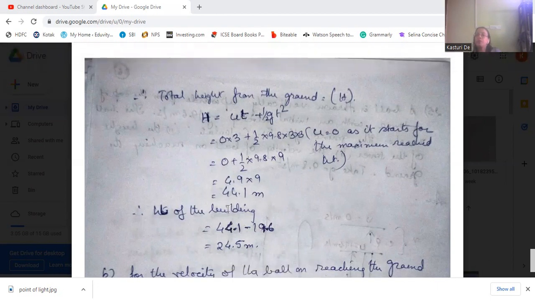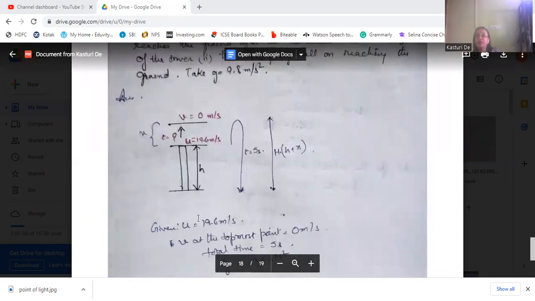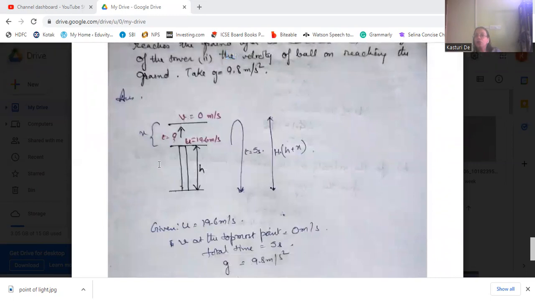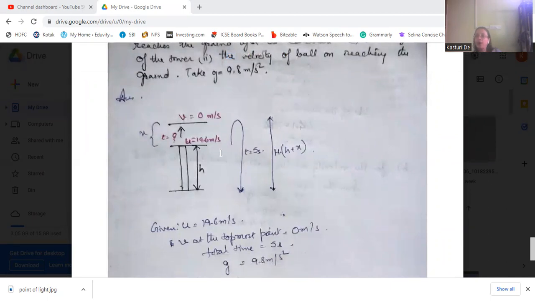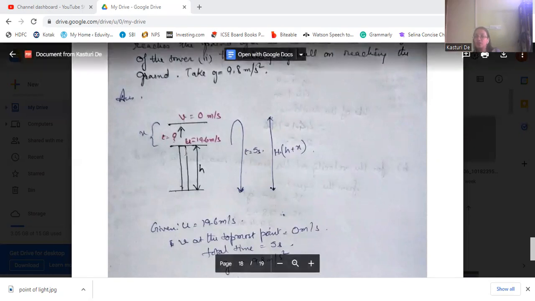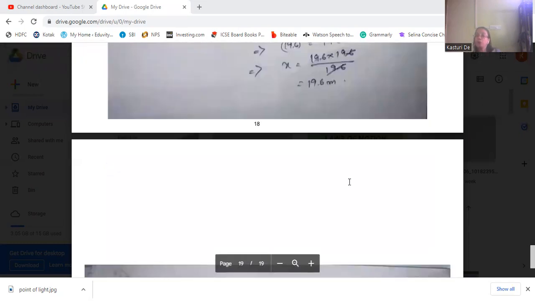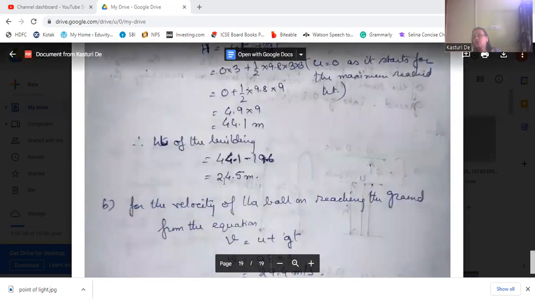Now, the total height h plus x is 44.1, and x is 19.6. So the height of the tower will be 24.5 meters. See, from the diagram you can see this total height, h plus x, is 44.1, and this much from the top of the tower is 19.6. So h will be equal to 44.1 minus 19.6, that is 24.5.